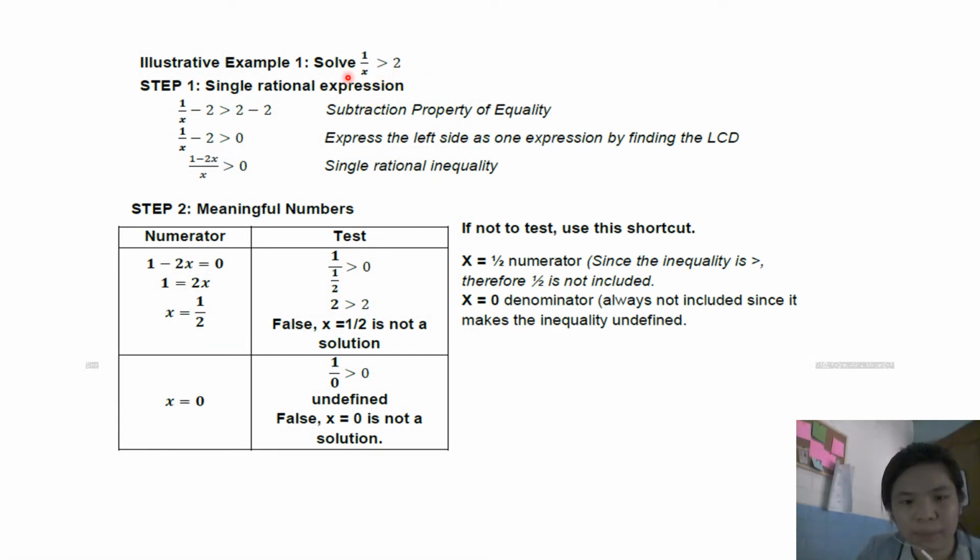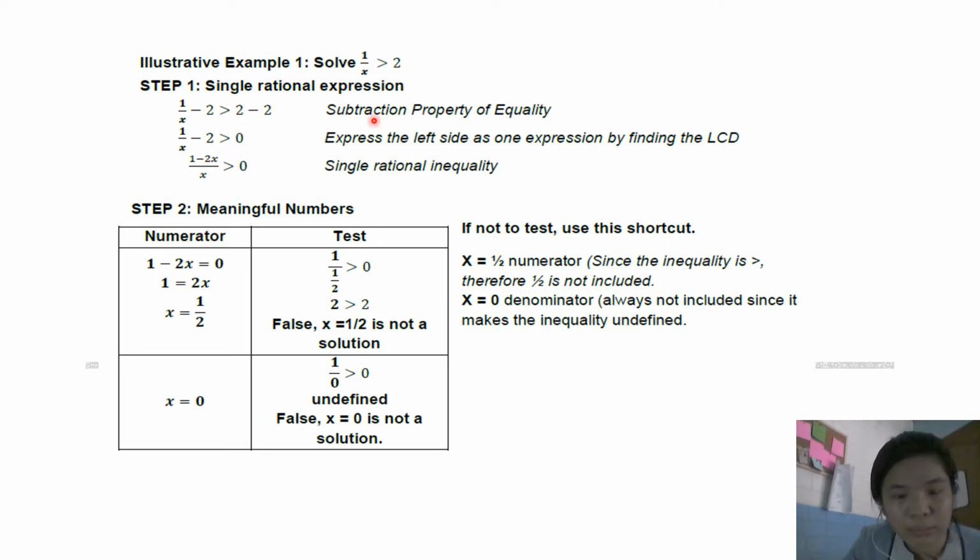So, let's have an example. Solve 1 over x greater than 2. So, first step is the single rational expression. So, eto na, no? Yung goal natin sa single rational expression is maging single. Magkaroon tayo ng single rational expression, of course. Meaning, yung isang side ng expression is mag-equal siya sa 0. So, aalisan natin ng value yung isang side ng expression. So, in this case, pwedeng right side para masanay kayo, right side na lang lahat yung gawin natin 0. So, 1 over x is greater than 2.